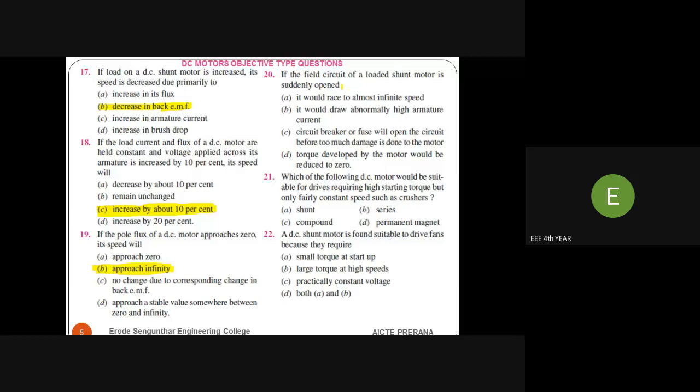If the field circuit of a loaded shunt motor is suddenly opened, then what happened? The circuit breaker or fuse will open the circuit before too much damage is done to the motor. This is the correct answer, because there is an abnormal fault in the field circuit, so automatically the circuit breaker will operate. So option C is the correct answer.